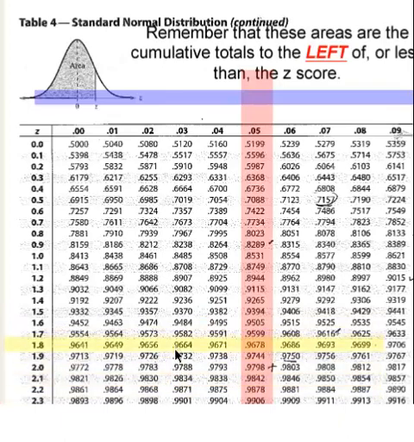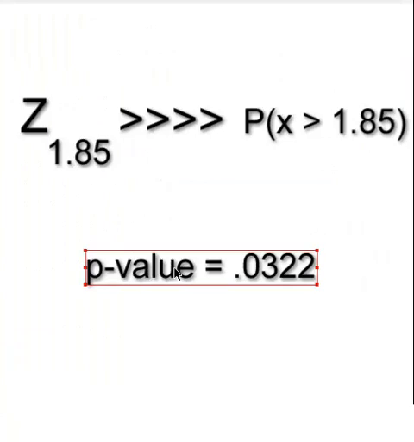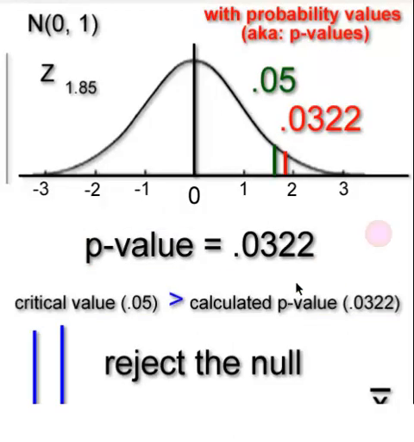So there's 1.85. So the p-value is 0.9678. We're going to subtract that from 1 because it's a greater than. That's going to give us a p-value of 0.0322. Let's look at that on a normal distribution curve.